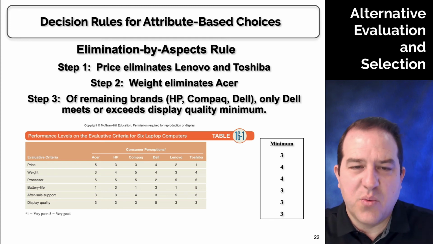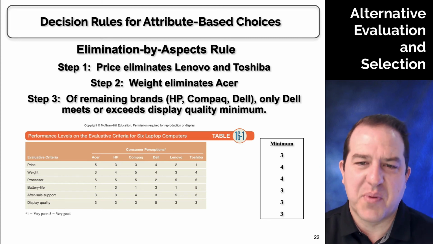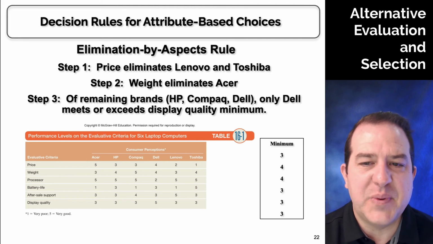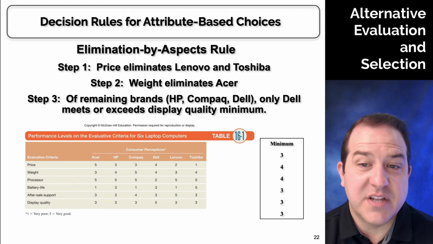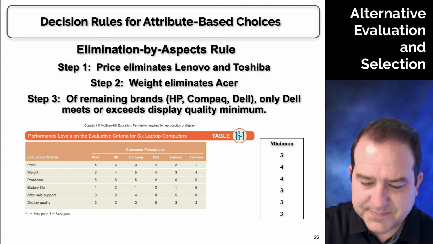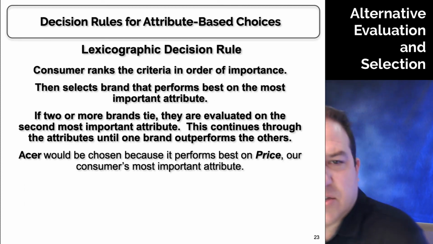Step 2 is the weight eliminates Acer. And step 3, all the brands here, HP, Compaq, Dell. Only Dell meets or exceeds the display quality minimum. So that would tell us that we're going to buy a Dell based on this.